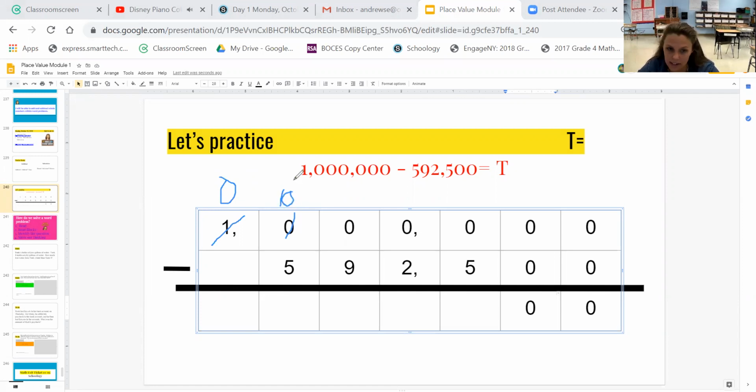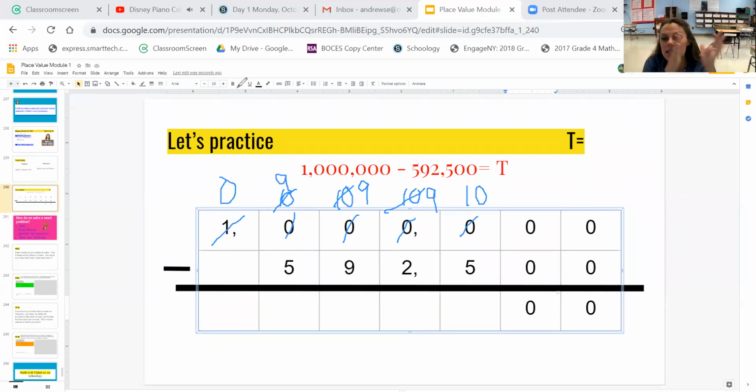Now that I have 10 there, I can borrow from the hundred thousands place into the 10,000s place. So I'm going to borrow 1 and bring it to the 10,000s place. Now in the 10,000s place that I have a number, I can borrow from it. So I'll take 1 away. And now in the thousands place, because I have a number, I can borrow from it. So I'll take 1 away. And now I can subtract.